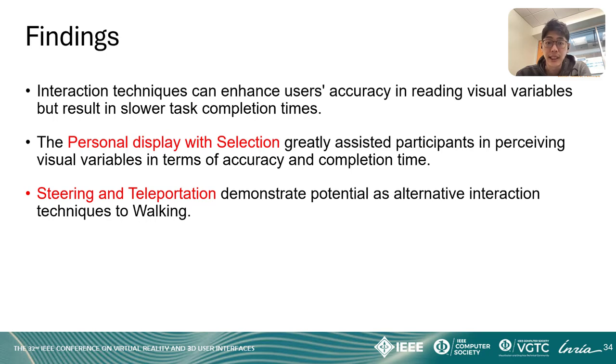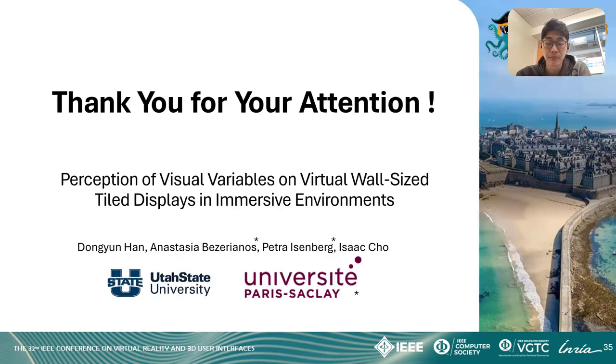Our second study showed that user perception ability can be improved with 3D user interactions. While the personal display condition showed poor performance in the first study, we found the personal display with selection can greatly assist users in perceiving visual variables. At last, based on user movement analysis results, steering and teleportation showed similar user behaviors to walking, and this finding demonstrates their potential as alternative interaction techniques to walking.